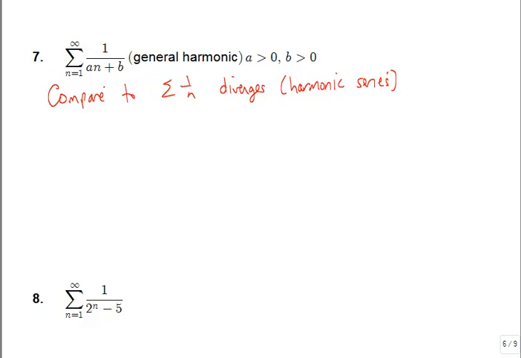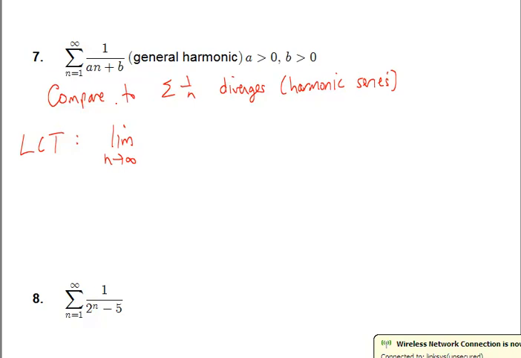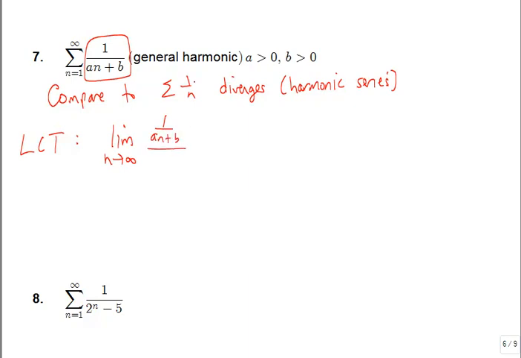So instead, since we can't establish that term-by-term comparison using those inequalities, we're going to use the limit comparison test. What the limit comparison test tells us to do is to take the limit, as n goes to infinity, of your unknown series. So that's this one right here. That's the one that goes on top, over your known series on the bottom.